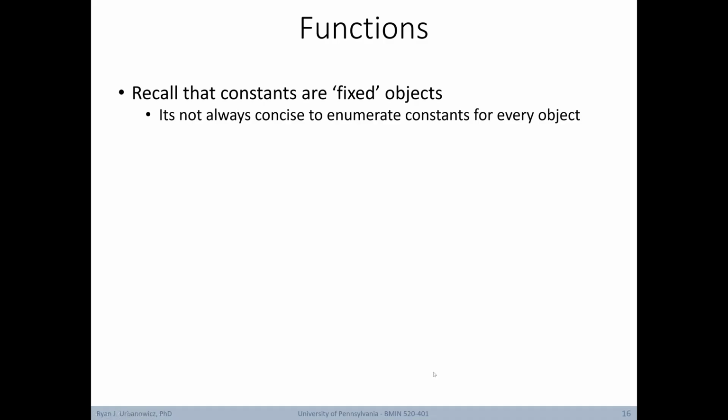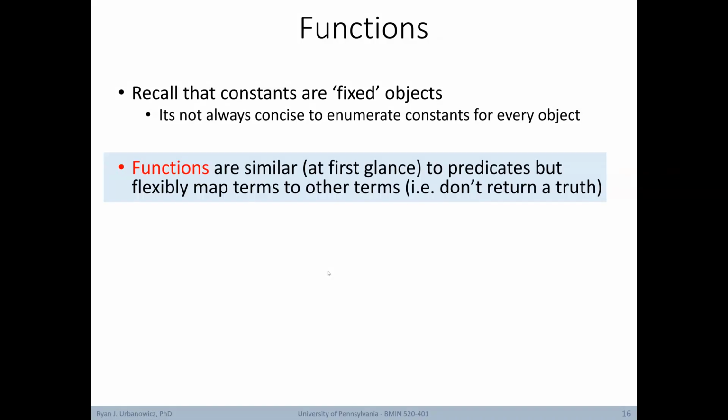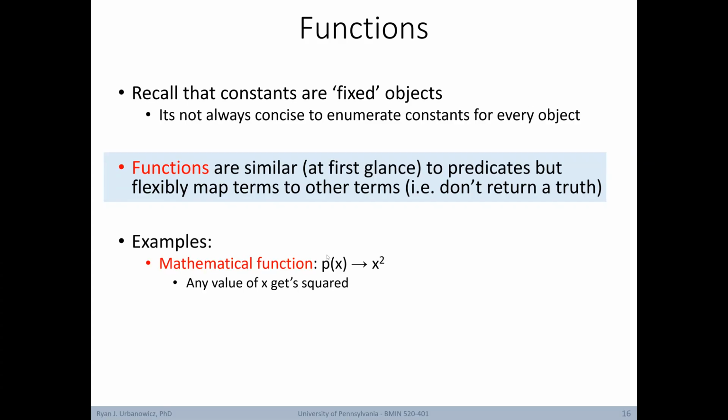Now let's learn about functions in predicate logic. Recall that constants are fixed objects. It's not always concise, though, to enumerate constants for every object. Functions are similar at first glance to predicates. However, they flexibly map terms to other terms and don't require a truth assignment. For example, a function could be a mathematical function, such as the function p(x), which in this case is x squared. Any value given to the function p will have its value squared.